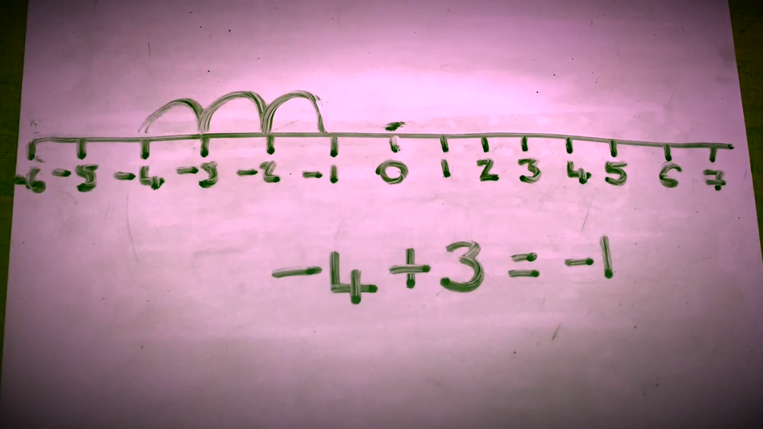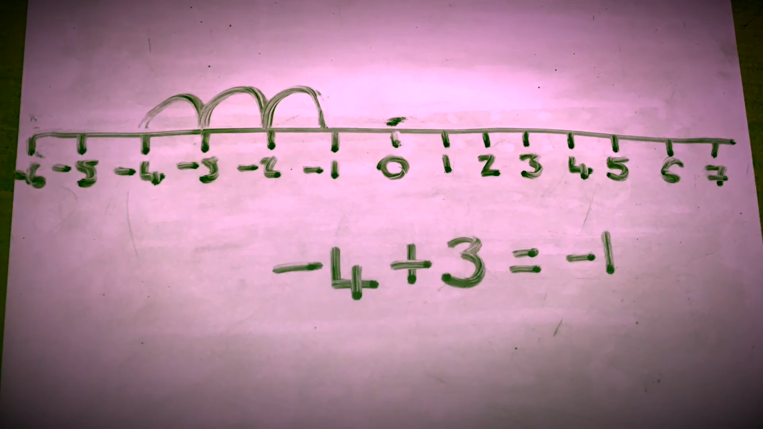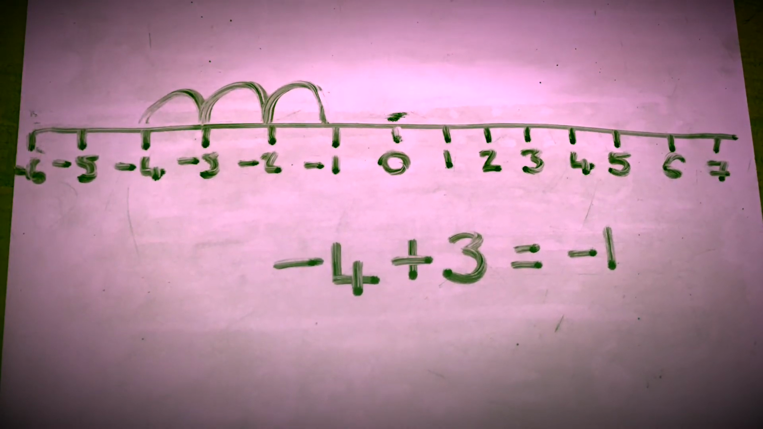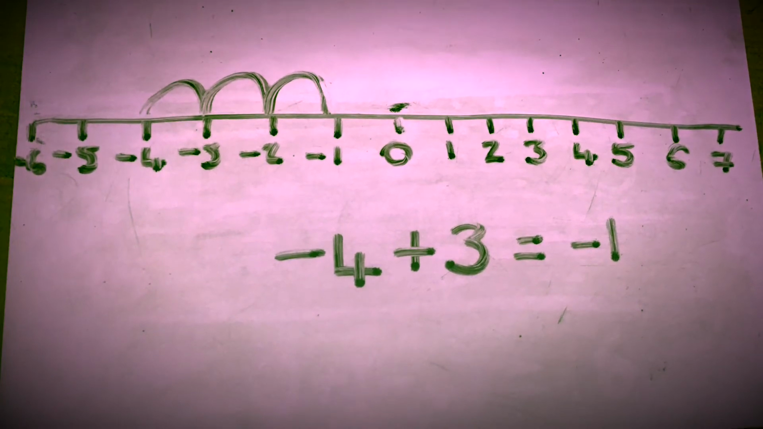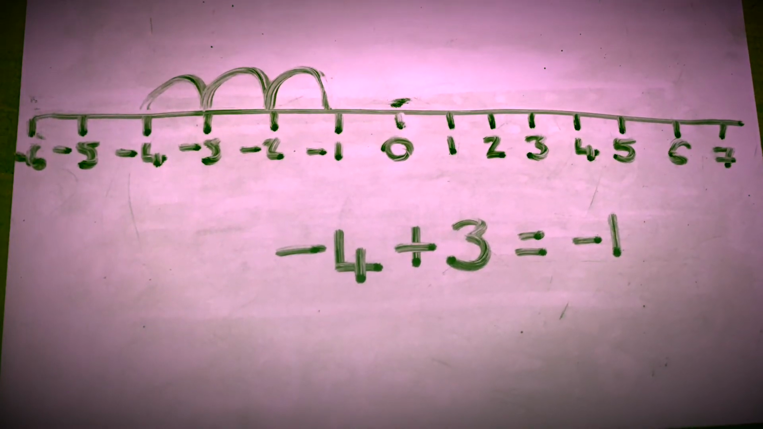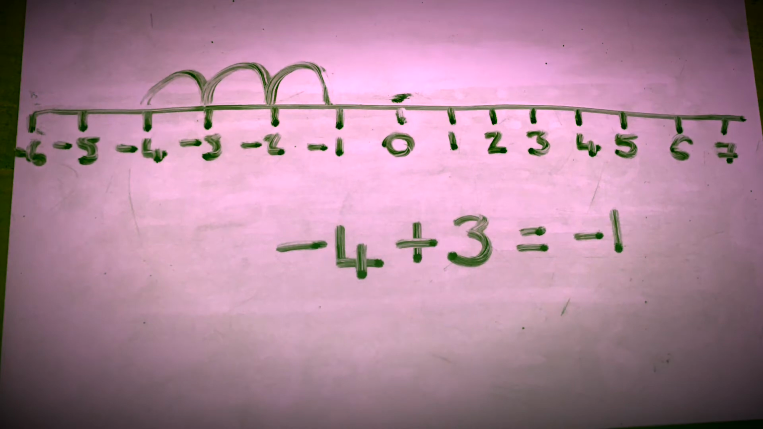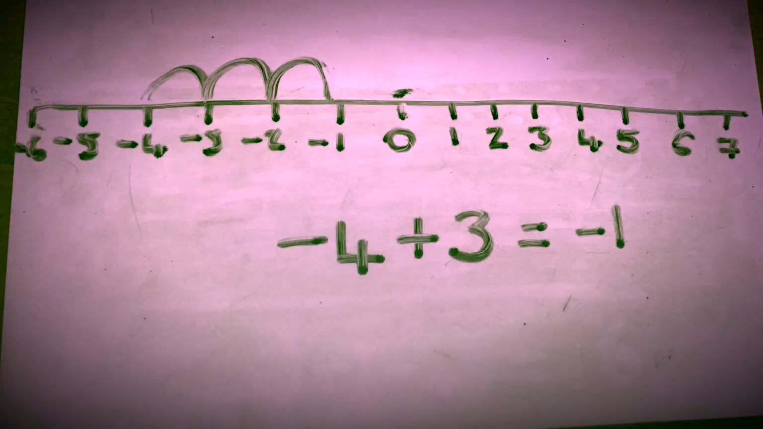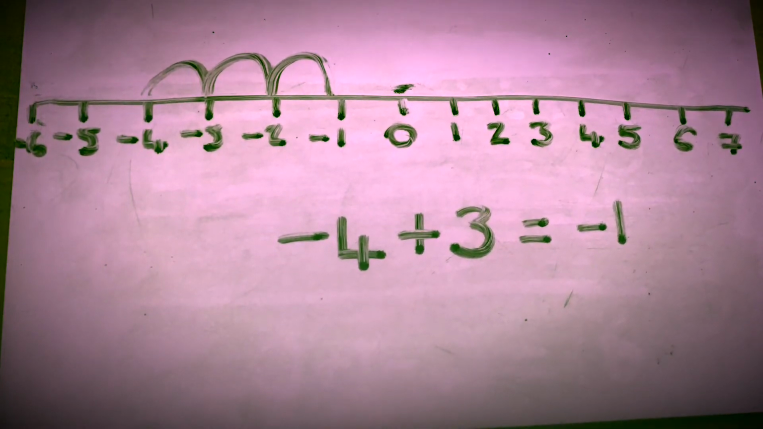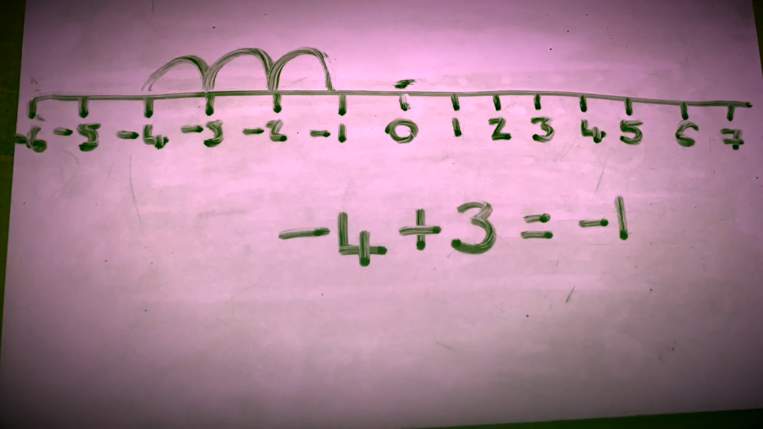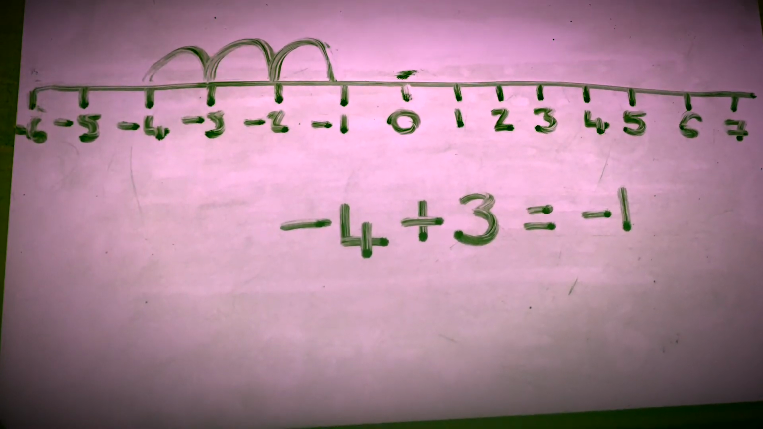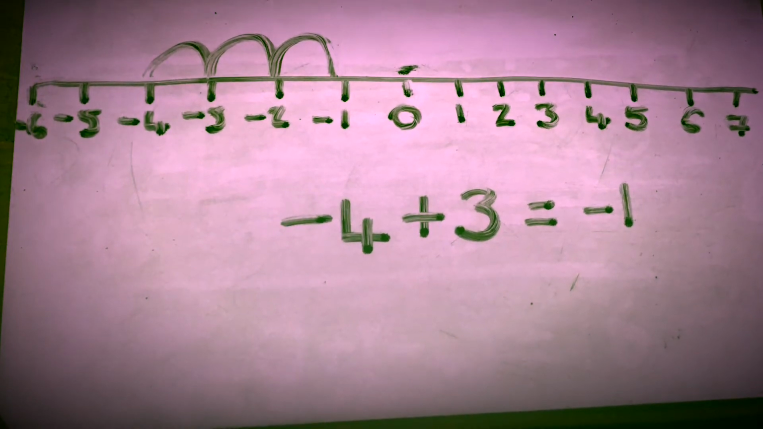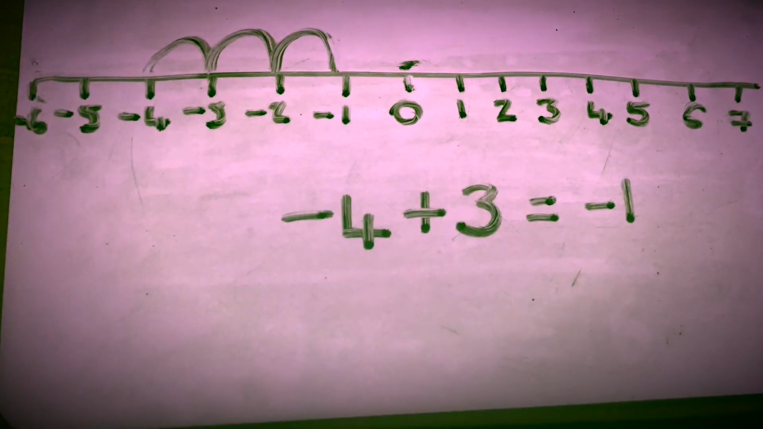Now, if you're thinking, whoa, mind blowing, I don't understand this, Miss Taylor, well, let's look at it this way. What if we swapped it around? Essentially, we're doing the same thing. Negative 4 add 3 is negative 1, because we are starting at negative 4 and we're going forward 3 jumps, which gets us to negative 1. It is the same as what we did in the last sum.